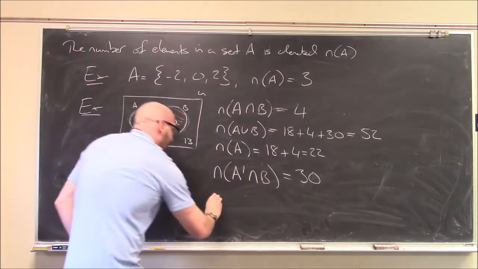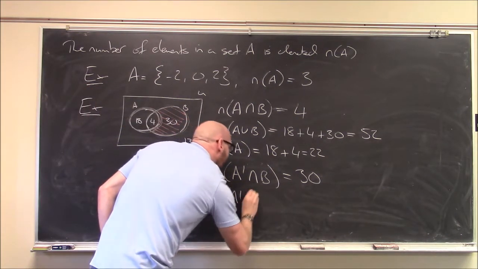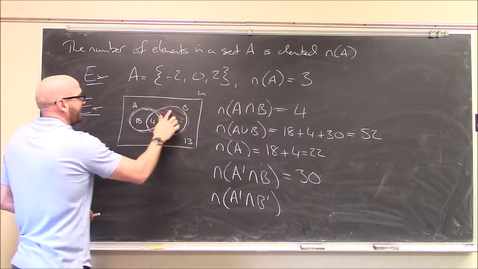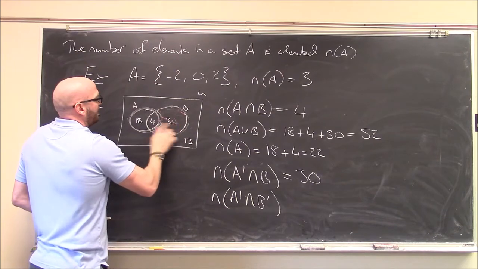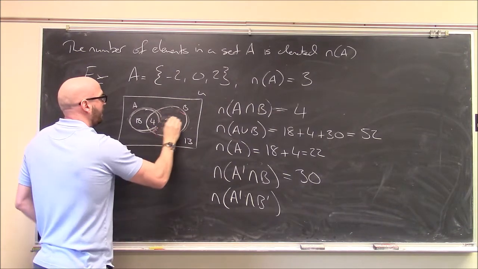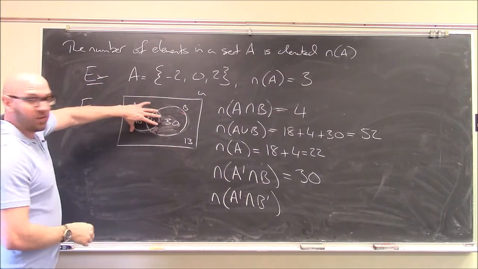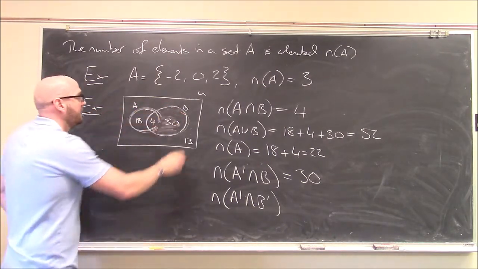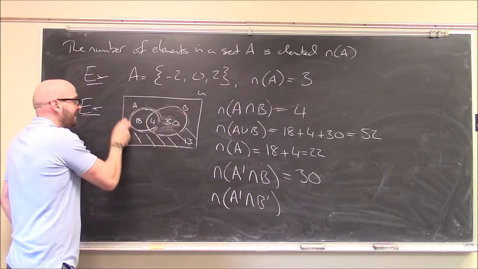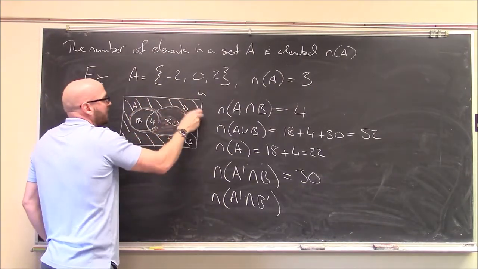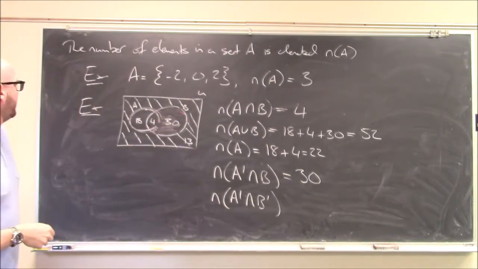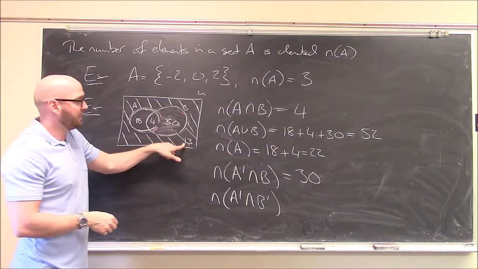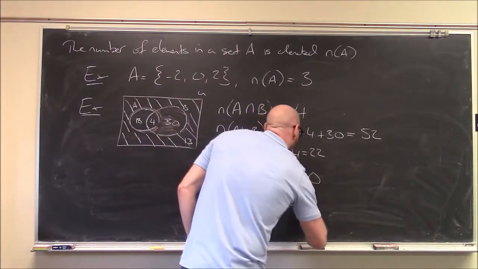How about the number of elements not in A and not in B? Alright, so that would be everything outside of A and also everything outside of B. Well, that would give me this region, right? It's got to be outside of A and outside of B, and this number here tells me exactly how many are in this region, 13.